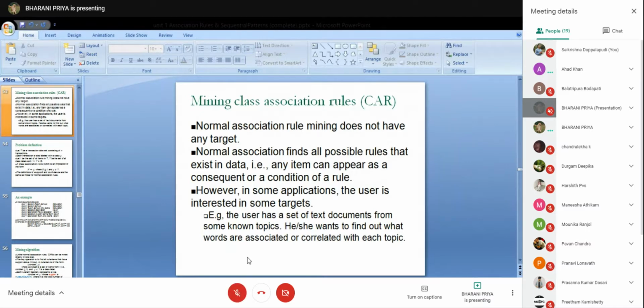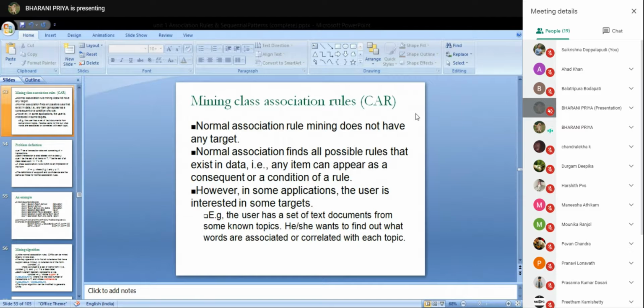Class association rules. Mostly in the exam, they will not ask you to explain class association rules in full; they will simply ask to explain about CAR. Remember, class association rules. Similarly, what is MAS? Explain MAS algorithm. Full forms may not be given.